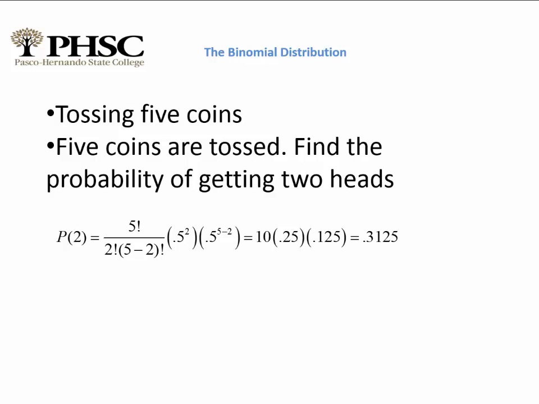So you get the formula, you know what x is, you know what n is, you just substitute that information into the formula, you know what p is and you know what q is, and so you have everything you need to evaluate the probability of x, whatever x might be. In this case it is 2.